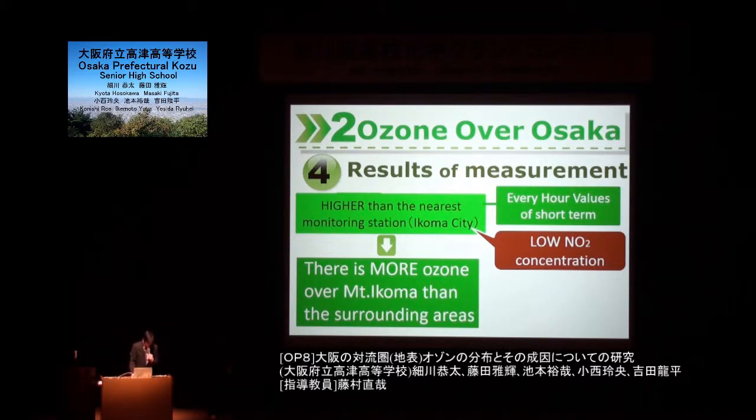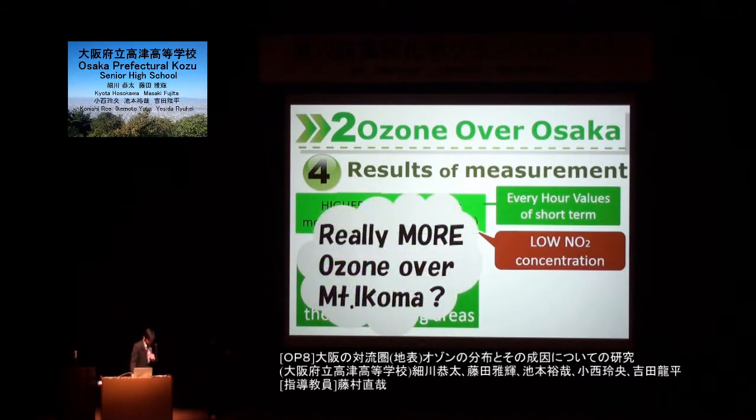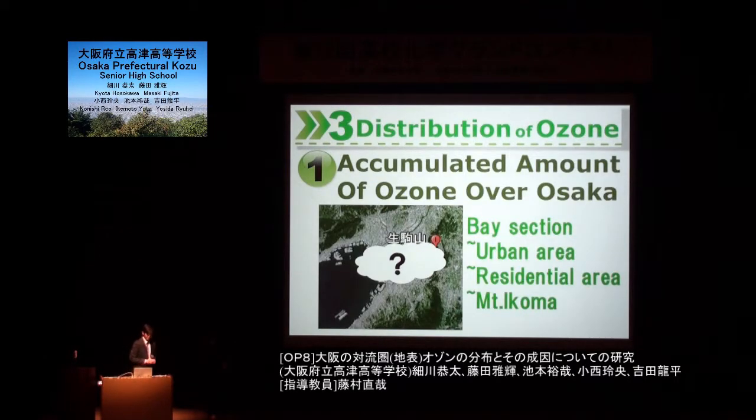Judging from the results, we could say there is more ozone, especially over Mount Ikoma, than the surrounding areas. However, the recorded values come from short-term hourly measurements, and the amount of NO2 in these mountains is probably much smaller than the city. For these reasons, we wondered if there really is more ozone over Mount Ikoma.